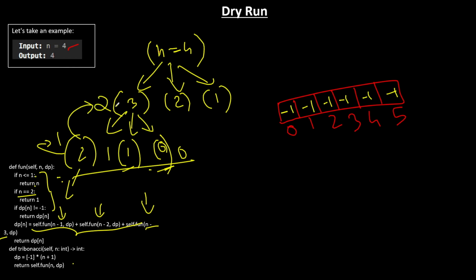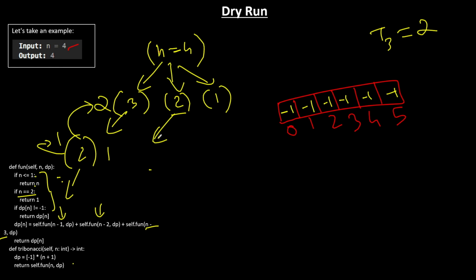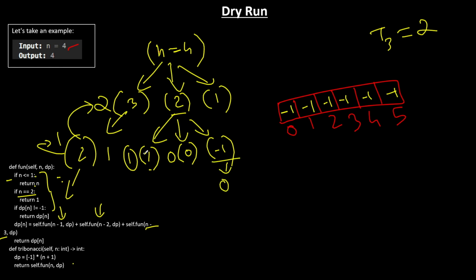So we already know for t of 3, output is always 2. Now this is done, then we will come to n equals 2. I will clear this up. Now n minus 1 will be 1, n minus 2 will be 0, and this will basically be minus 1. So for 1, 1 will be returned, because we will come back here. For 0, 0 will be returned. For minus 1, 0 will be returned. So addition of this will return 1, right? So this will be 2, this will be 1.